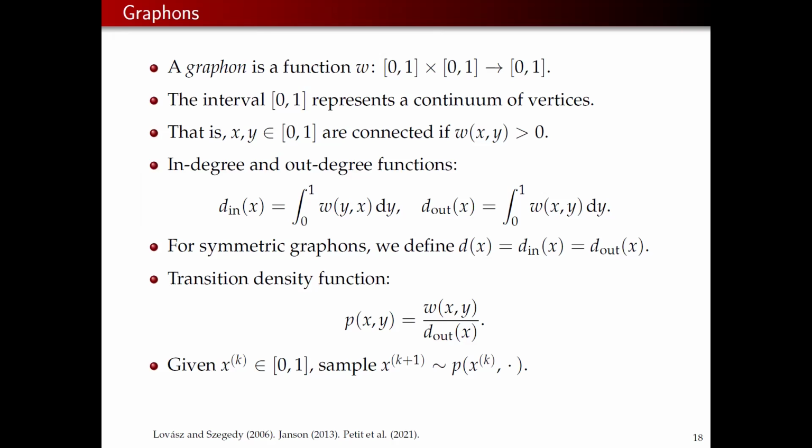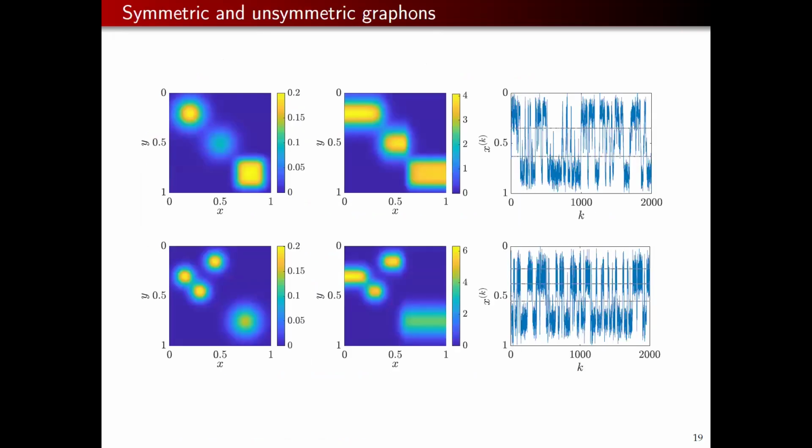So the probability density function is just given by the graphon divided by the out degree, so that this is really a probability density function. And then we can generate random walks. Given, for example, an initial condition x_k, we can sample the next position by just sampling from this distribution. And here we can use something like rejection sampling to generate random walks. And what you see is that this looks very much like stochastic differential equations. Here we constructed the graphons in such a way that they have clusters, and later we want to identify these clusters. So here you would have 3 clusters, one here, and one smaller cluster in the middle.